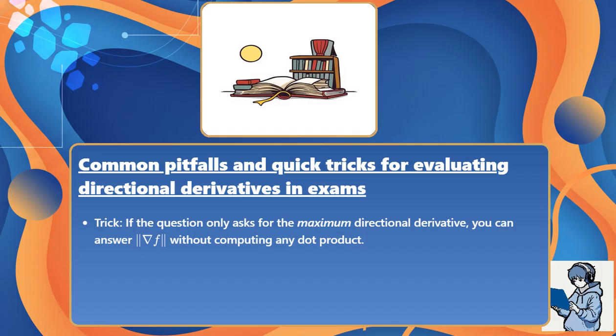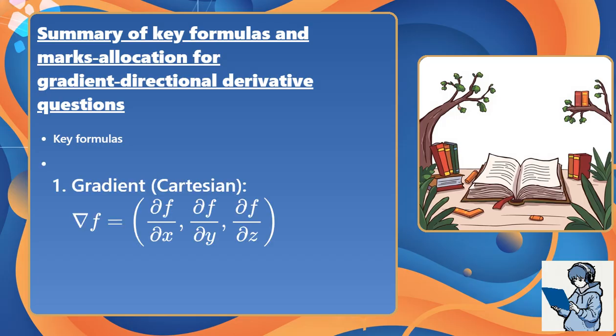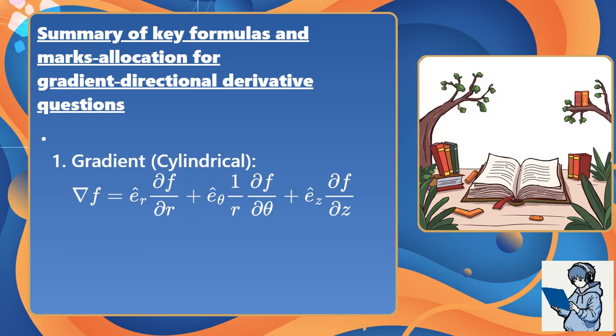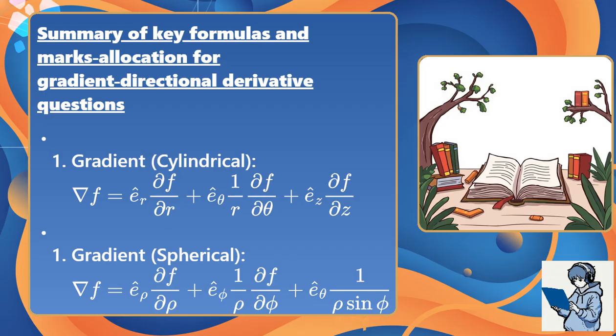Key formulas. Gradient in Cartesian coordinates: nabla f equals (partial f partial x, partial f partial y, partial f partial z). Gradient in cylindrical coordinates: nabla f equals e_r times partial f partial r plus e_theta times 1 over r times partial f partial theta plus e_z times partial f partial z. Gradient in spherical coordinates: nabla f equals e_rho times partial f partial rho plus e_phi times 1 over rho times partial f partial phi plus e_theta times 1 over rho sin phi times partial f partial theta.